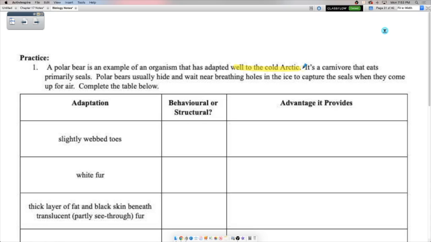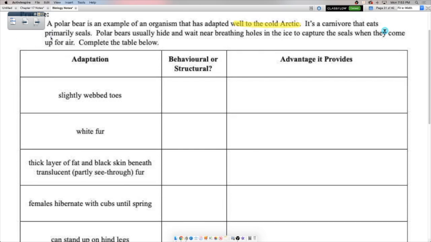So knowing what we know about a polar bear and the environment it lives in, let's think about some different adaptations and how they help. So a polar bear has slightly webbed toes. First things first, is that a behavioral or a structural adaptation? Is that something it does to stay alive, or is it a physical feature it has that helps it stay alive? Well, it's its toes, right?